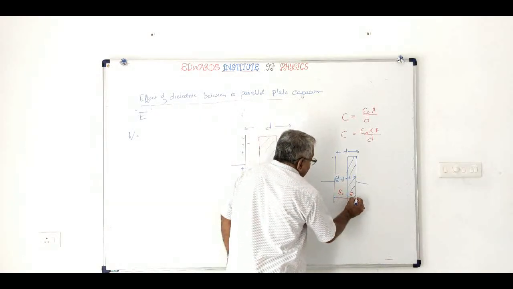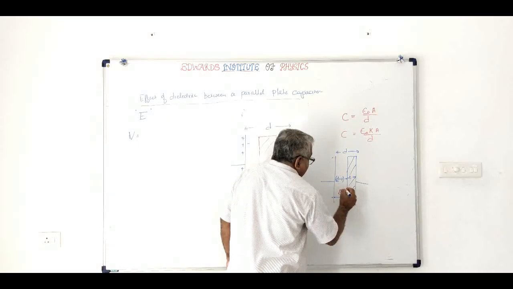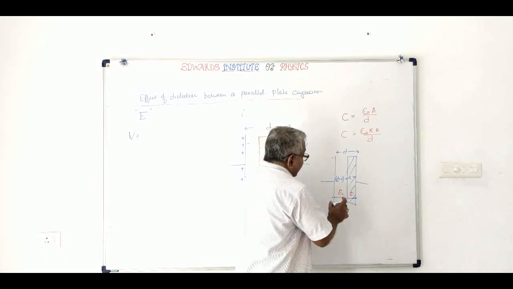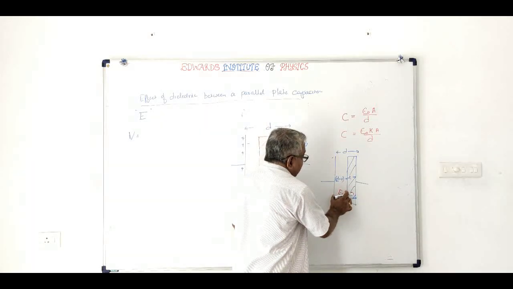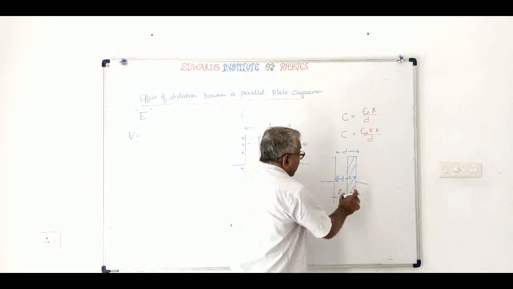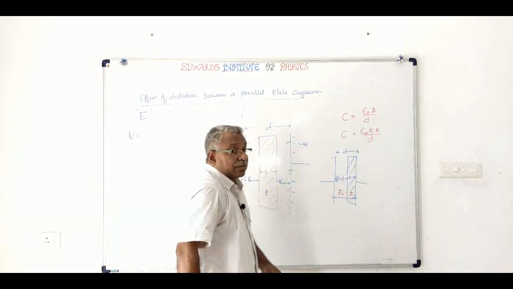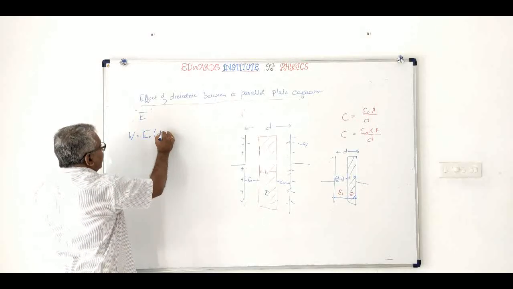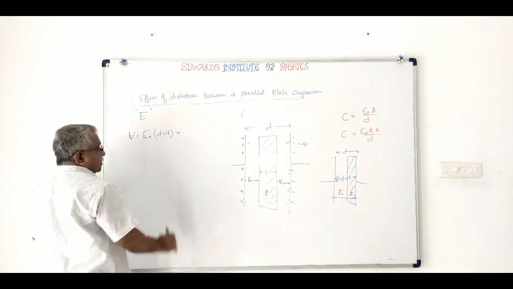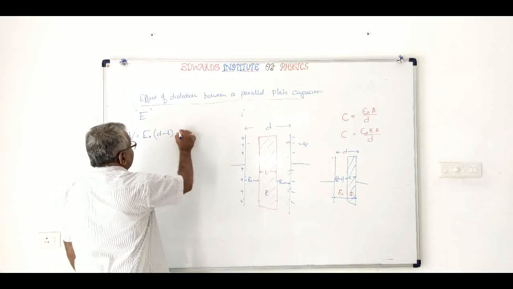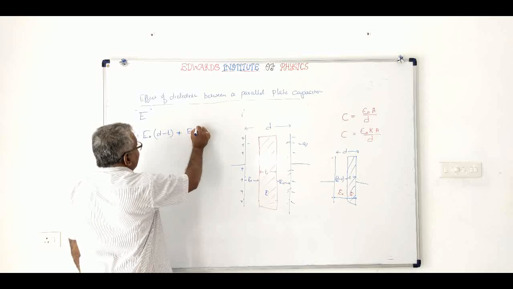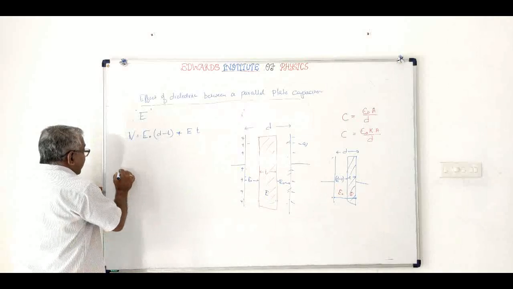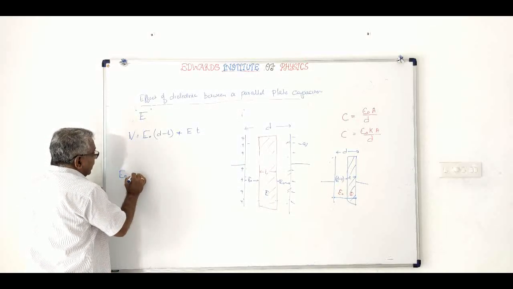Or in this case it will be easy. If I have to bring a unit positive charge from this plate to this plate, or in the reverse manner, whatever it is, I have to do this work E0 into D minus T. Then I have to do E into T. So total work done will be equal to E0 into D minus T plus E into T. Okay, but what will be the relation between E0 and E?